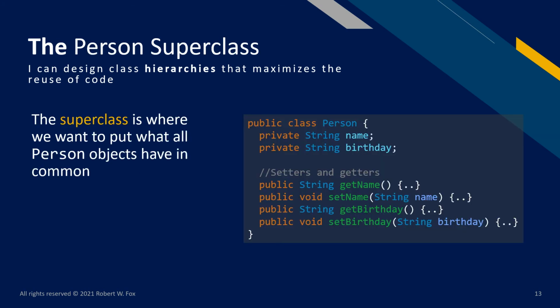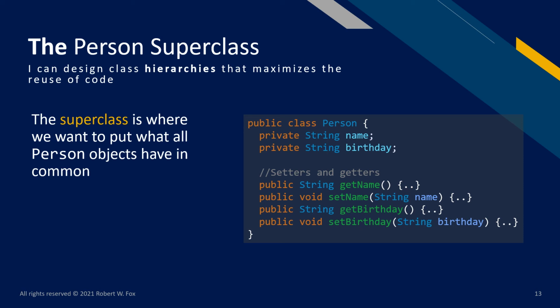At this point, we need to dive into the code and see how we create these inheritance relationships. On this slide, we see our Person superclass. The superclass is where we want to put all of the things that all persons have in common, whether they're students or high school students or workers or whatever, all things that are persons. These are the common attributes, and in this case we just have 2: the name and birthday instance variables, as well as the setters and getters that go along with them.